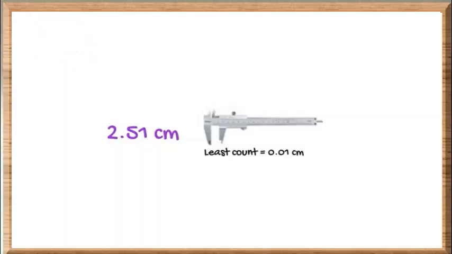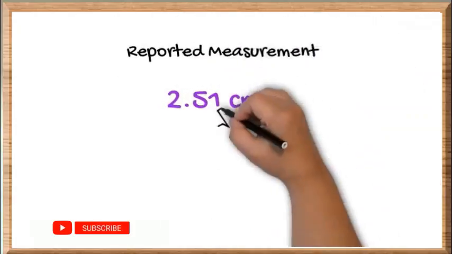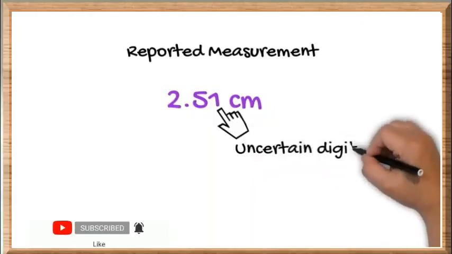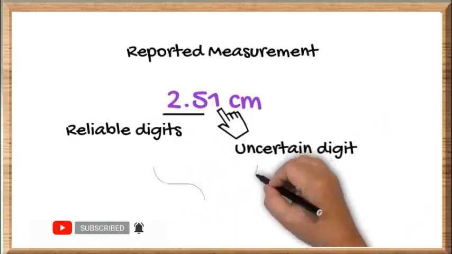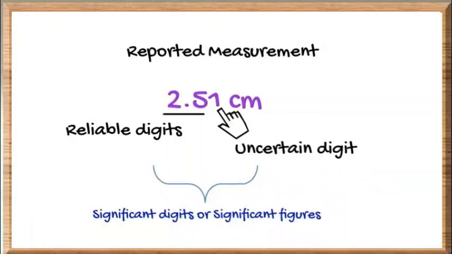We know that due to least count error, the last digit of a reported measurement must be uncertain. Therefore, a reported measurement has one uncertain digit and others are reliable digits, and altogether they are known as significant digits or figures in a reported measurement. It is clear here that the significant figures in a reported measurement are related to the precision of the measurement.